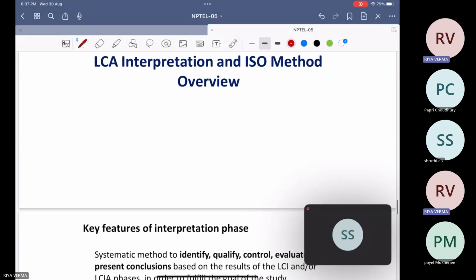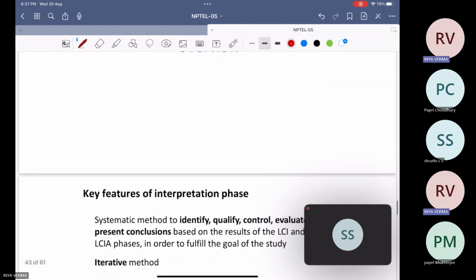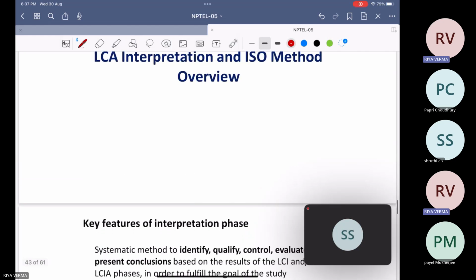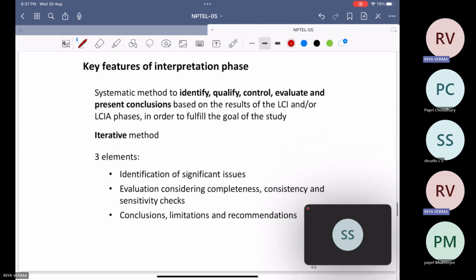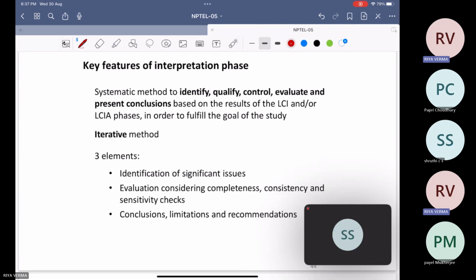Now, coming towards the LCA interpretation and ISO method, this is the method provided in the international standards ISO code. The key feature of the interpretation phase is that this is a systematic method to identify, qualify, check, evaluate, and present conclusions based on the results of the life cycle inventory and/or the LCIA phases in order to fulfill the goal of the study.